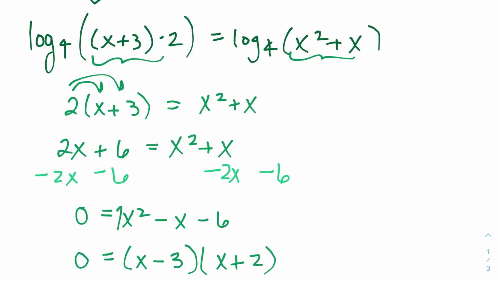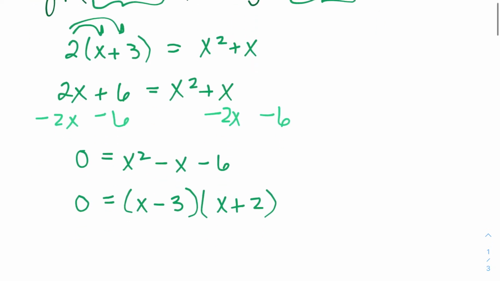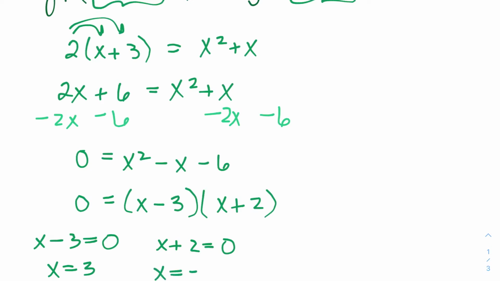Okay, then we're not really done yet, right? We've got to set our factors equal to 0, and we'll get x equals 3 and x equals negative 2. Okay, but those are not automatically our answers. We have to check them. Now, x equals negative 2 isn't automatically off the list just because it's negative.